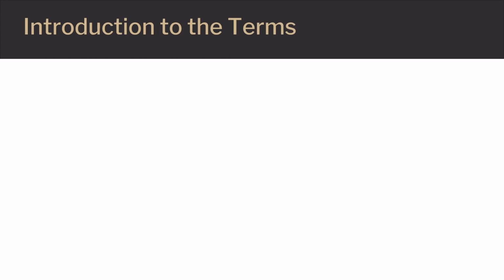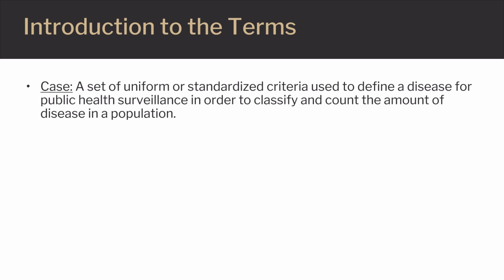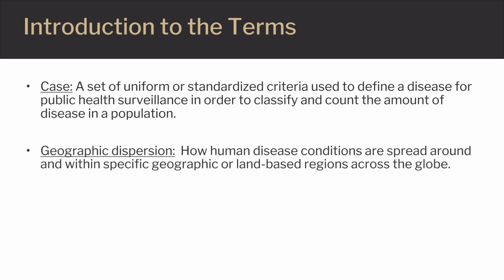The term geographic dispersion, or land spread, can be defined as how diseases spread around and within specific geographic or land-based regions across the Earth. As a measure of practicality, a case for a disease, infectious or otherwise, is associated with meeting the diagnostic criteria for that given disease. By quantifying the number of known cases of a particular disease, we are then able to understand how, and possibly why, a disease spreads throughout a given organic population across an associated landmass or population.